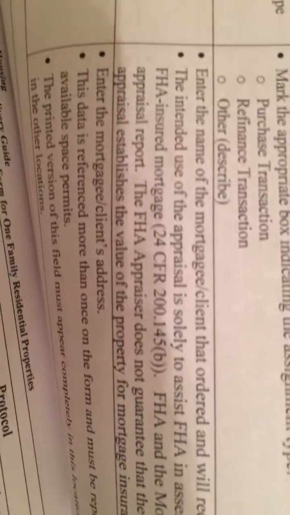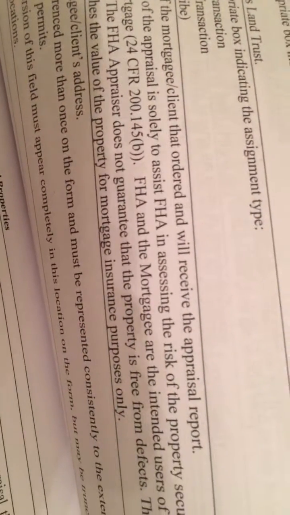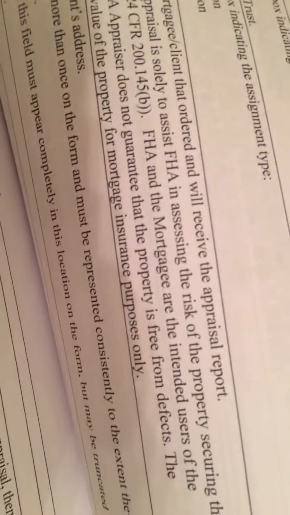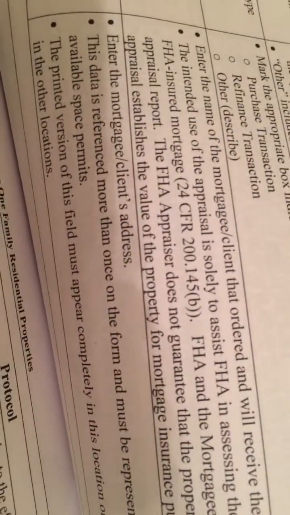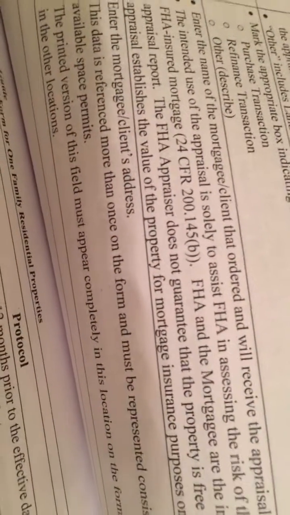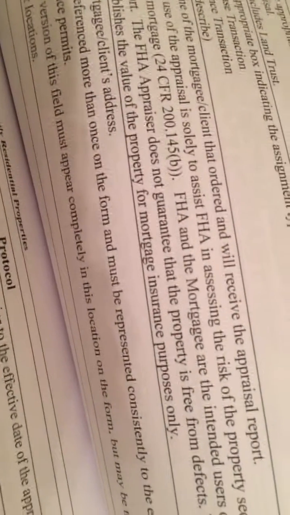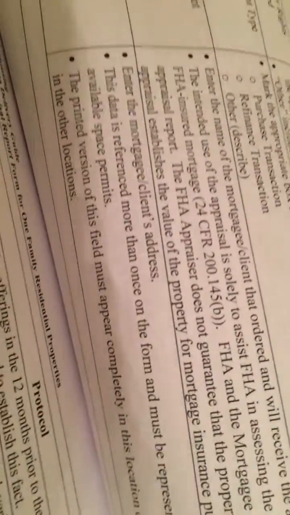Lender/client. Enter the name of the mortgagee/client that ordered and will receive the appraisal report. The intended use of the appraisal is solely to assist FHA in assessing the risk of the property, securing the FHA insured mortgage. 24 CFR 200.14(b). FHA and the mortgagee are the intended users of the appraisal report.